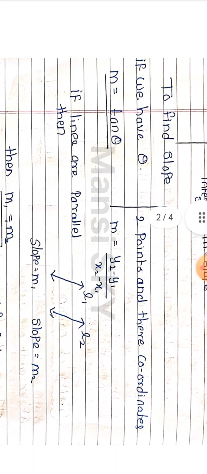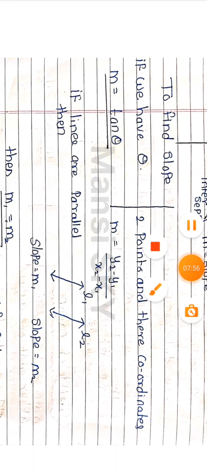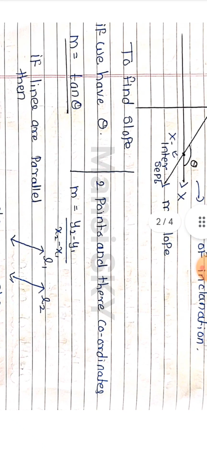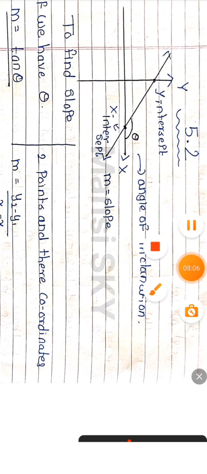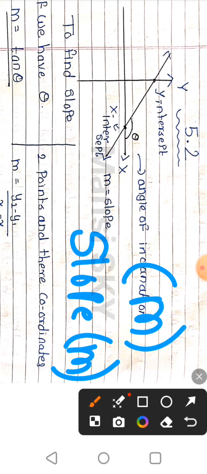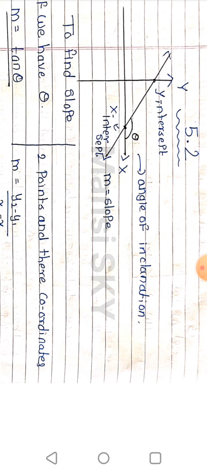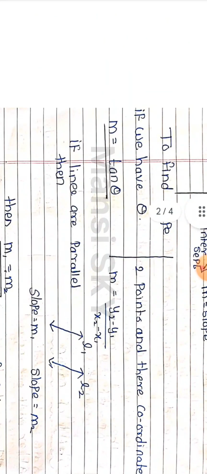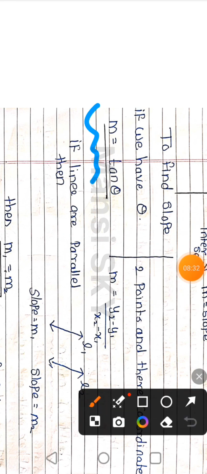Okay, to find the slope, if we have theta, like if we are given the angle of inclination, then the slope formula will be m is equal to tan theta. M is equal to tan theta, and a very important concept is that slope is denoted by small m. Whenever you have to find the slope of any line, you just write m for it. You don't have to write the whole word slope. You can just write small m instead of the word slope. Okay, so m is equal to tan theta. This is the first formula for finding the slope.